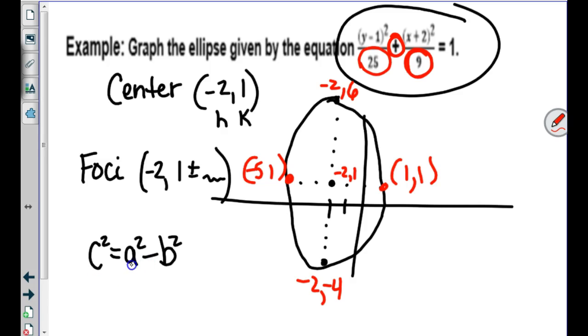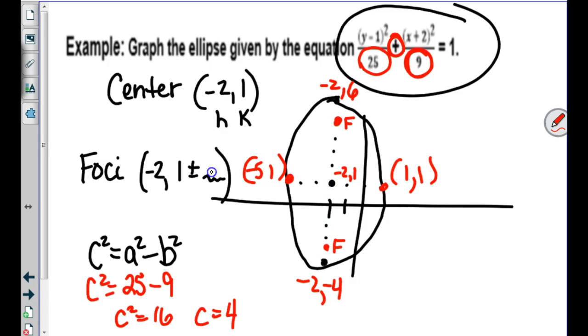All right, so what are a squared and b squared? Yeah, and a was the bigger one. So what's 25 minus 9? So we square root and we get c is 4. And that means you're going to go up 4 and put a foci, and you're going to go down 4 and put a foci. So it was 1 plus or minus 4, so they wound up at negative 2, 5, and down here at negative 2, negative 3.